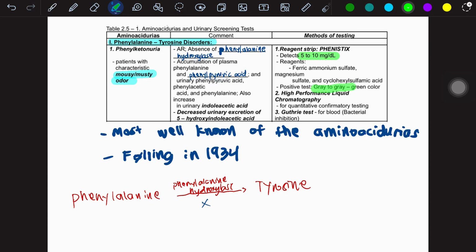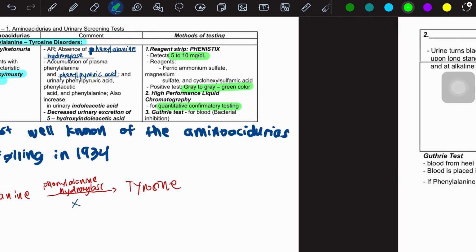Positive result is gray to gray-green color. We also have for confirmatory testing, for our quantitative confirmatory testing, your HPLC and your Guthrie test for blood. That is your bacterial inhibition test. So, naa ni siya diri sa likod.